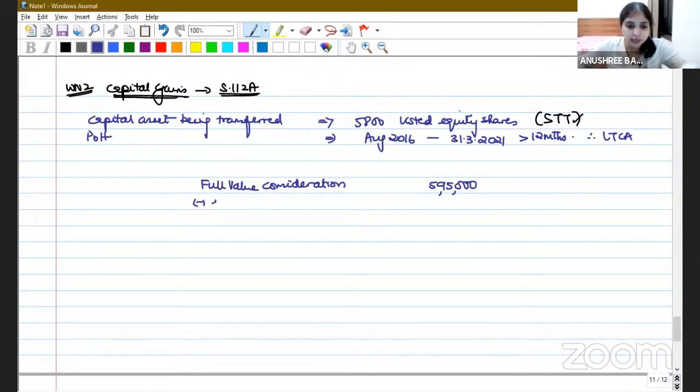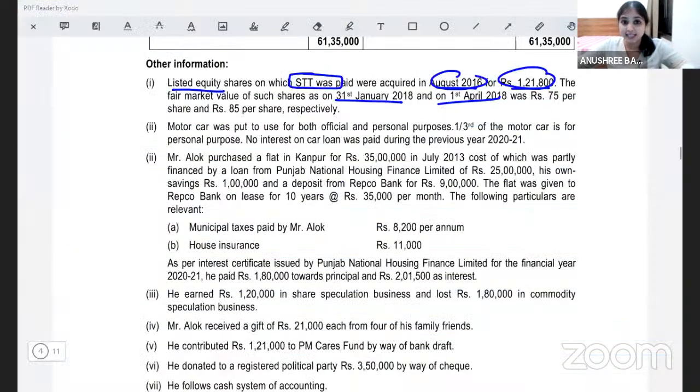So from full value consideration, we subtract expenses on transfer. Do we have any expenses on transfer over here? No. I have a question for you at this stage. Tell me, had they given us in this question how much STT is paid, would we have subtracted STT as expenses on transfer? Yes or no? Can we subtract STT as expenses on transfer? Yes or no? Come on, quick answer.